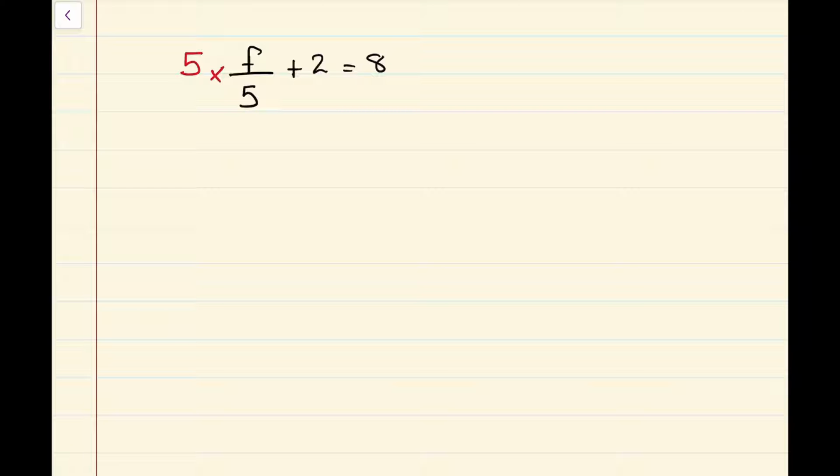But because we multiplied this term in the equation by 5, we would have to multiply each other term in the equation by 5 as well. So we would have to multiply the second term by 5 and the third term by 5. There are 3 terms in this equation: f over 5 is one term, 2 is another term, and 8 is the third term. So you would have to multiply each term by 5 because we needed to remove the 5 from the first term.